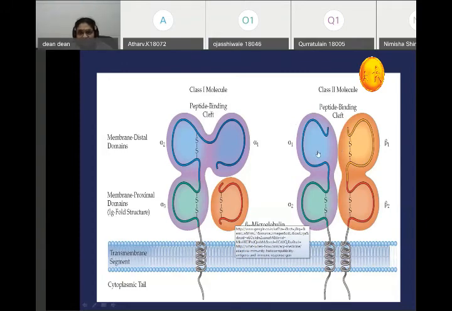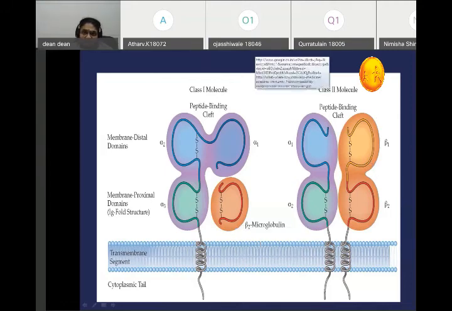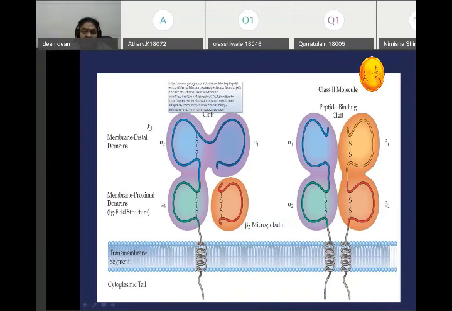In class 2 molecules, there are 2 chains. The alpha chain consists of alpha 1 and alpha 2 domains, and the beta chain consists of beta 1 and beta 2 domains. The proximal domain is the constant region, and the distal domain is the variable domain. A cleft is formed between alpha 1 and beta 1, where the processed antigen will attach.